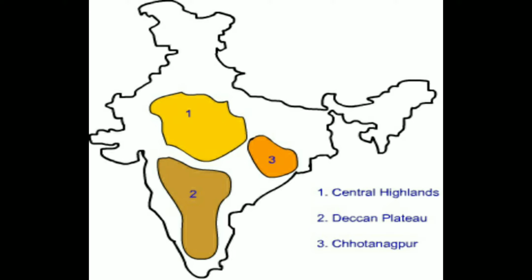Central Highlands in the center. Then we have got Deccan, Dokhin or Deccan. You understand Deccan? So Deccan Plateau, and then we have got Chotanagpur. You have heard the name obviously. The name is Chotanagpur, but the size is not that small. So be careful. We are going to read about them. So we have got 3: Central Highlands, Deccan Plateau, and Chotanagpur.